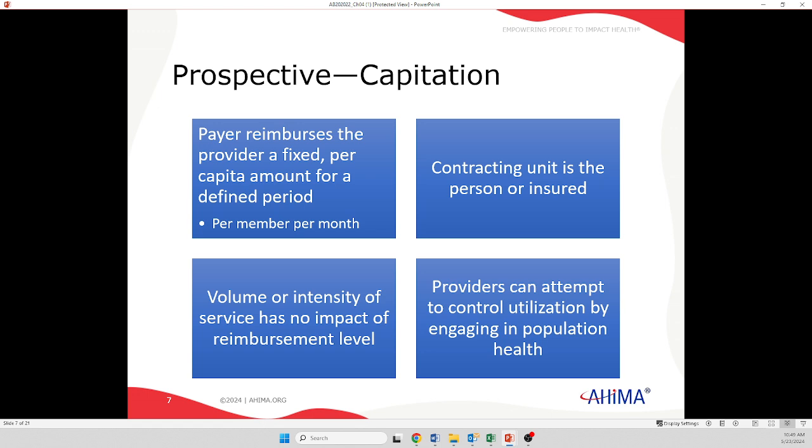So a lot of times the provider can attempt to control utilization, and they try to engage in population health. And the ways they do that is preventative care, case management for chronic disease. They do screenings, preventative care, treatment, wellness care. So with those wellness visits and things like that, they're trying to control the use of the services, and also trying to prevent sicker patients by catching it earlier.